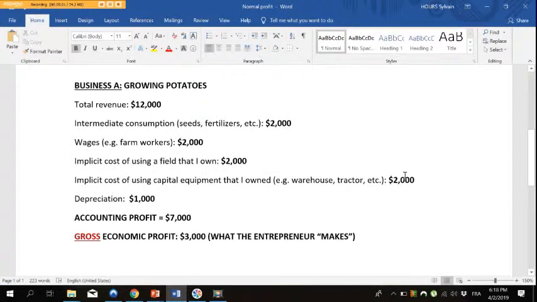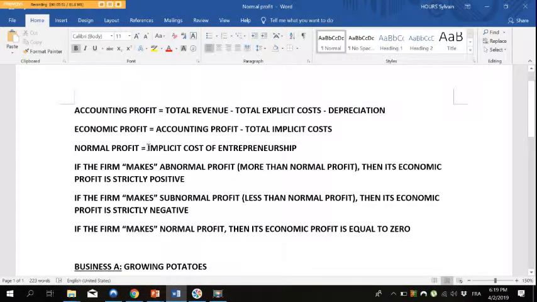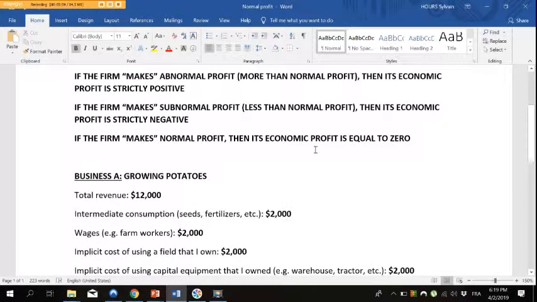So maybe you are going to ask me, yeah, but why do I need to distinguish economic profit from gross economic profit? Well, the reason is that I have not subtracted all implicit costs yet. In this case, I have subtracted the implicit cost of the land that I use, the implicit cost of the capital equipment that I own and that I use, but there is something that I have not subtracted yet. It's the implicit cost of entrepreneurship. And what is it? It is the profit that I could have made when running my next best alternative.